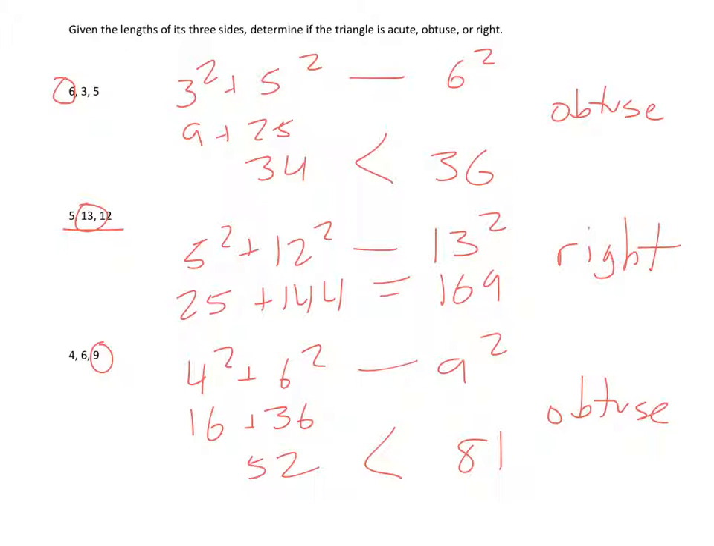And again, we have to assume these triangles exist. So if you add up the two smaller sides, they should always be bigger than the largest. So 3 plus 5 is bigger than 6. 5 plus 12 is bigger than 13. 4 plus 6 is bigger than 9. That just proves that the triangle exists, like from one of our earlier videos.